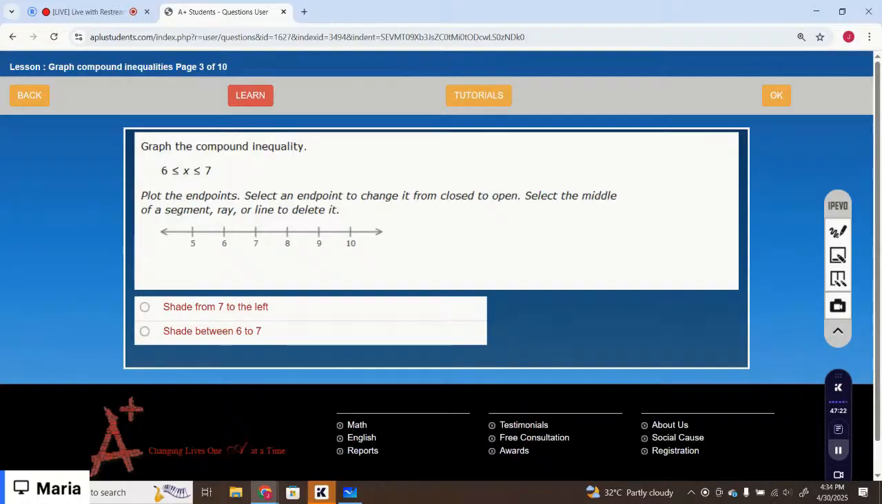Six is less than or equal to x less than or equal to 7. So which is the correct option? That is shade between 6 to 7. Option number 2 is the correct option.